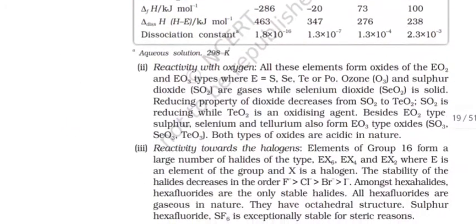Reactivity with oxygen. All these elements form oxides of the EO2 and EO3 types, where E is equal to S, Se, Te or Po. Ozone and sulfur dioxide are gases, while selenium dioxide is solid. Reducing property of dioxide decreases from SO2 to TeO2. SO2 is reducing while TeO2 is an oxidizing agent. Besides EO2 type, sulfur, selenium and tellurium also form EO3 type oxides. Both types of oxides are acidic in nature.